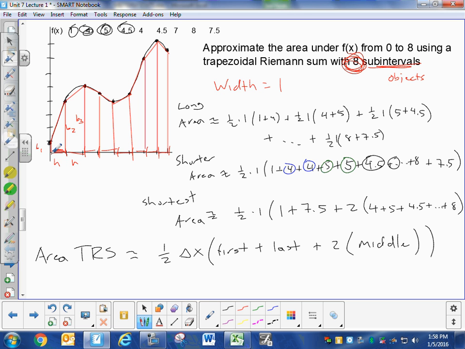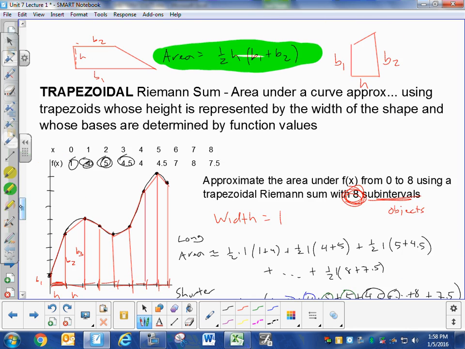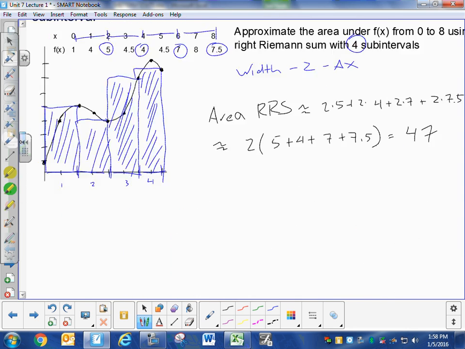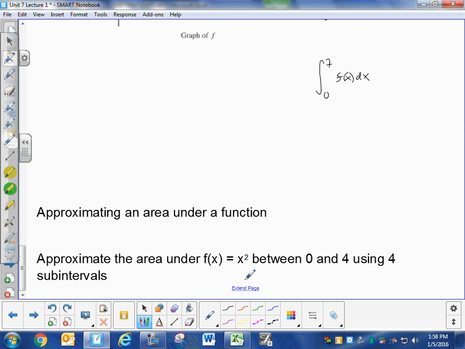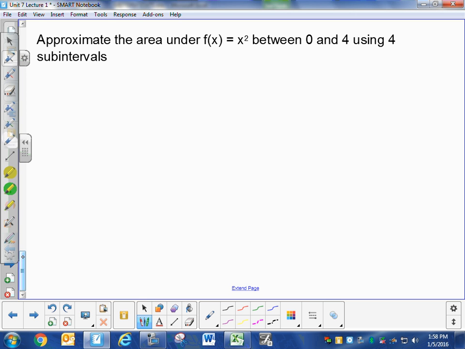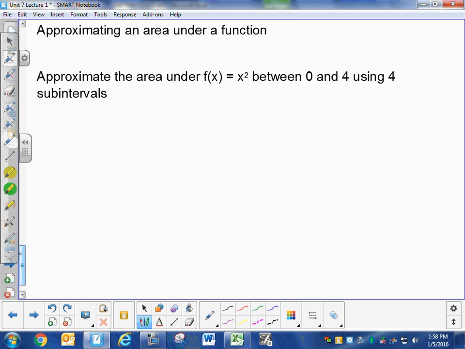Okay, now that we have this, we now know, when given a table, how to approximate areas under certain curves. Well, I can go a little bit further, and I could give you a function. And you could approximate the area under a function. We want to approximate the area under x squared between 0 and 4 using 4 subintervals. We'll find a left Riemann sum, a right Riemann sum, and our trapezoidal Riemann sum. What I would recommend is you could either sketch or you could create your table.